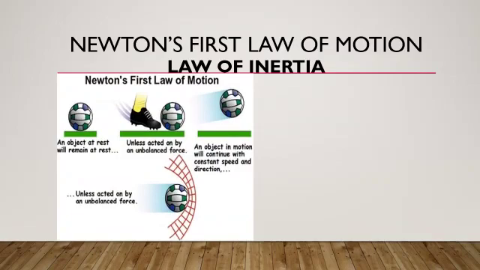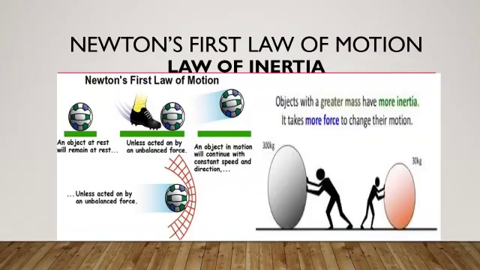An object at rest will remain at rest unless acted on by an unbalanced force. An object in motion will continue with constant speed and direction unless acted on by an unbalanced force. So take note that an unbalanced force can make an object at rest start moving, and an object in motion can be stopped by this. Objects with greater mass have more inertia. It takes more force to change their motion.